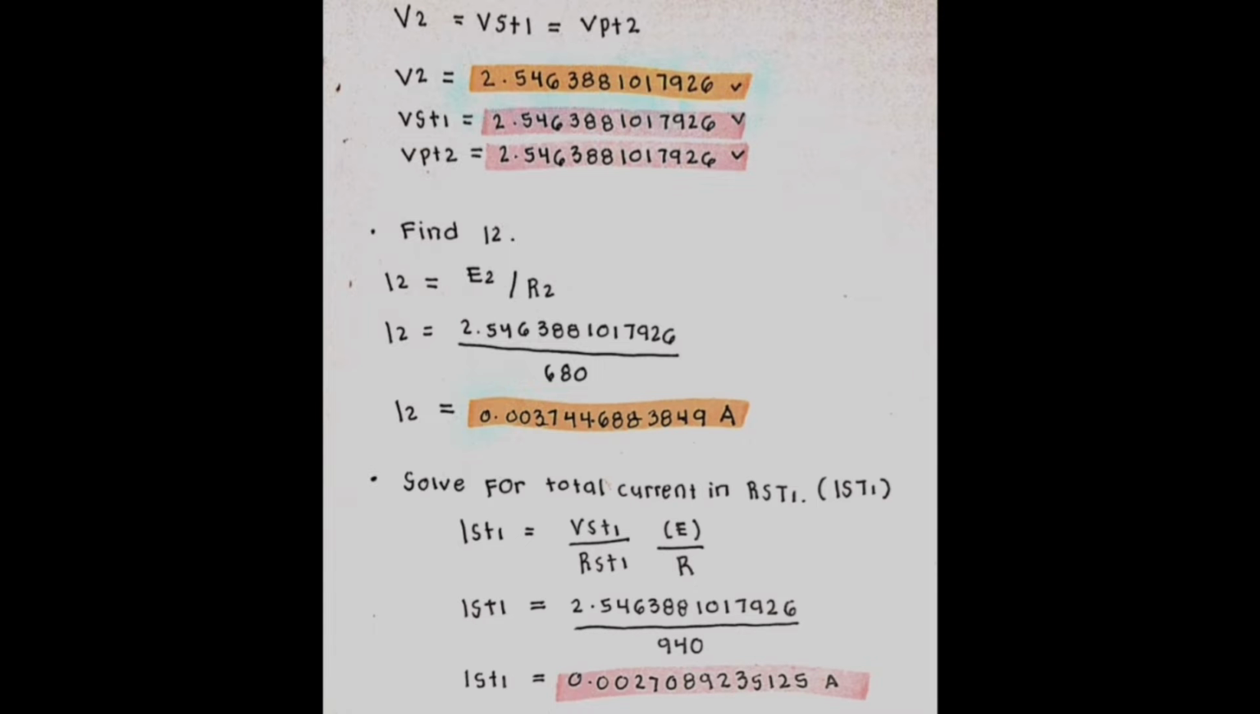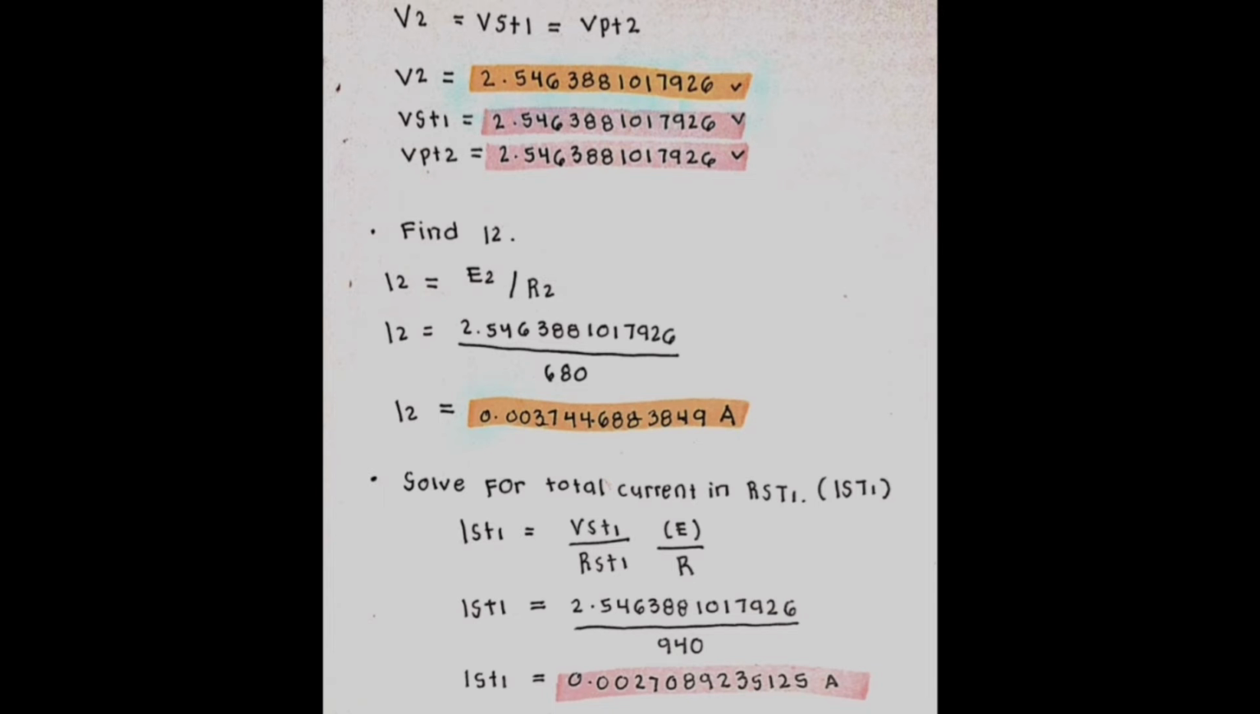To prove that all the voltage in parallel circuit are the same, we have to find the current used in resistor 2, or what we call our I2. I2 is equal to V2 over R2. Solve and substitute and we'll get 0.00374468883849 amperes. This time, we have to calculate the total current that flows in RST1, which is going to be our IST1.